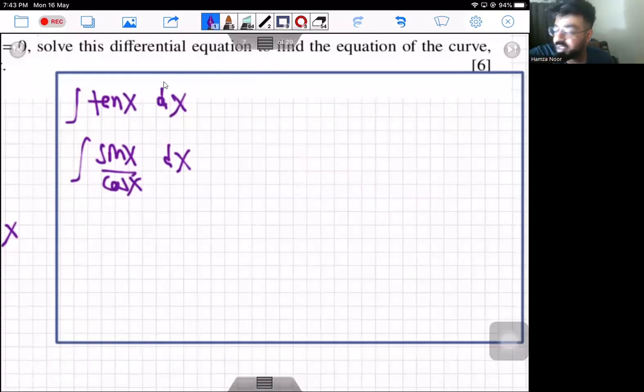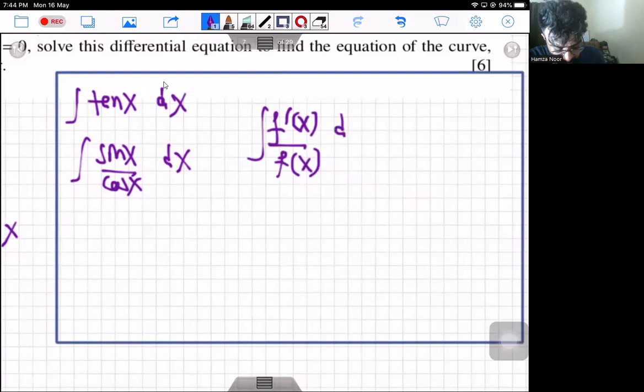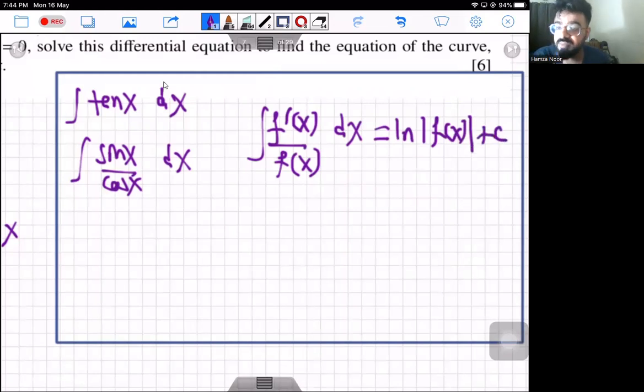If the fraction is itself in the form of f dash x over f x, then if you integrate it with respect to x, you will get ln f x plus c. If it is not exactly in this form, all you need to do is adjust a constant term. Either you multiply or divide by a constant such that it comes exactly in this form. So you can use this integration by recognition method.